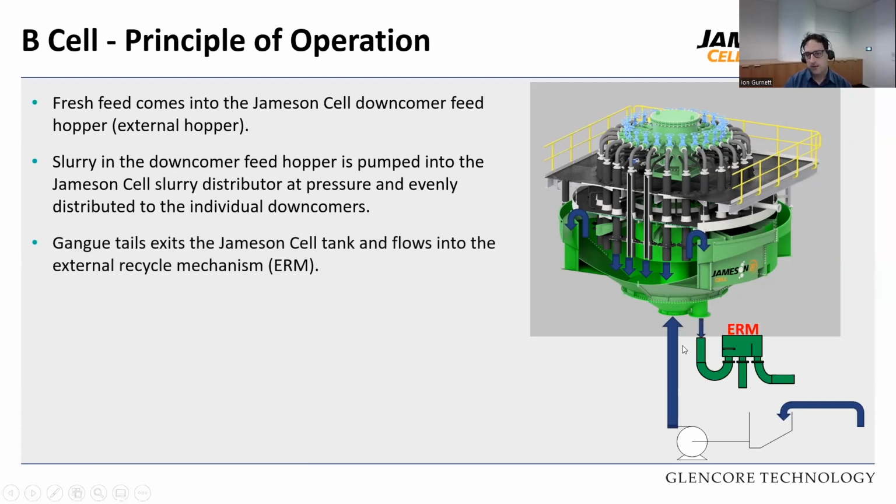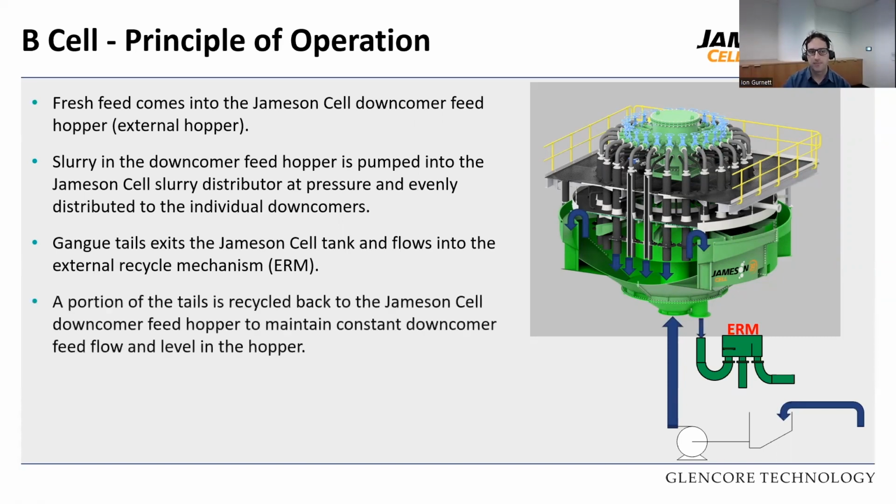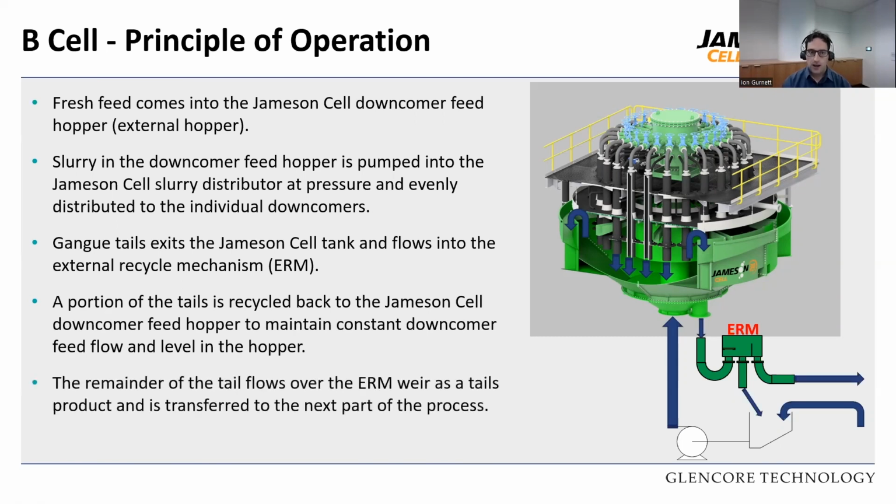The tails will exit the cell, hit an ERM. The ERM stands for external recycle mechanism, which will basically be a dissipation plate to take off the velocity and then have an overflow launder. That overflow launder controls how much you send out to tails. A portion of the tails is always recycled back to the Jameson cell, like I said, to maintain that constant downcomer feed flow and level. The remainder of the tails flow over the ERM weir and is actually the true tails product, and that is transferred to the next part of the process, i.e. whether you have a scavenger.